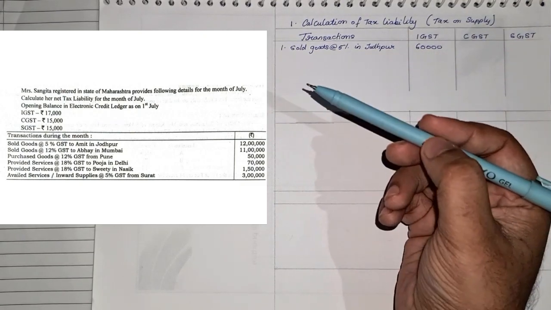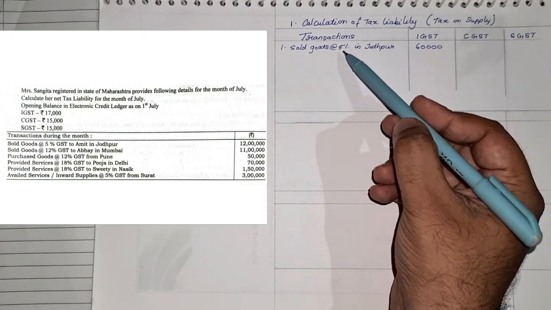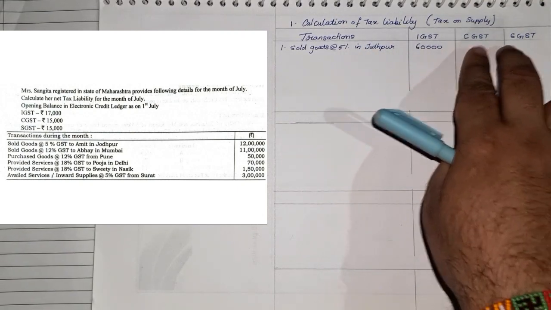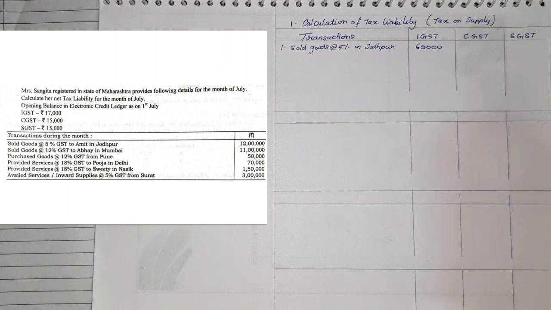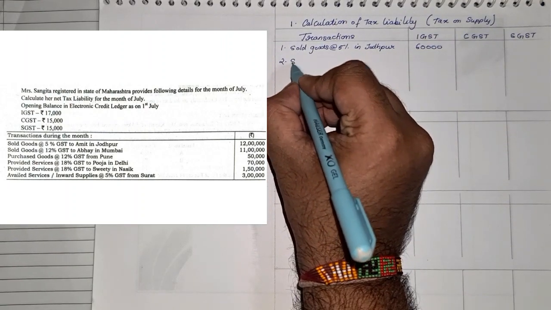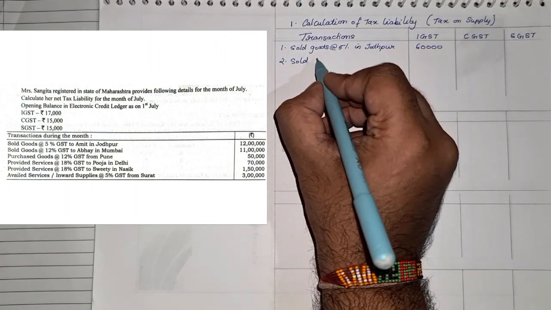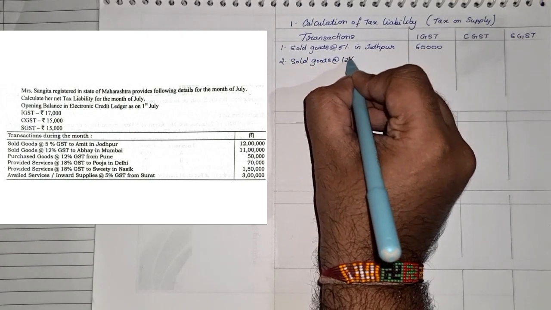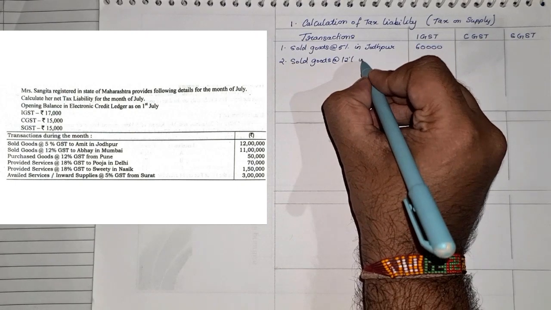Remember, whatever is the value given, that value into the percentage. If it is in IGST, full amount. If it is in CGST and SGST, the amount will be split in two parts. Okay. Next, again we have sold goods at 12% to Abhay in Mumbai.